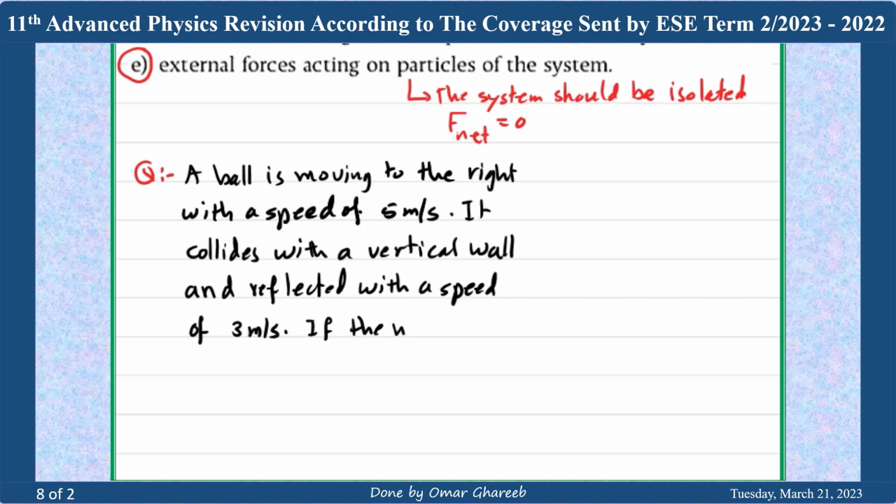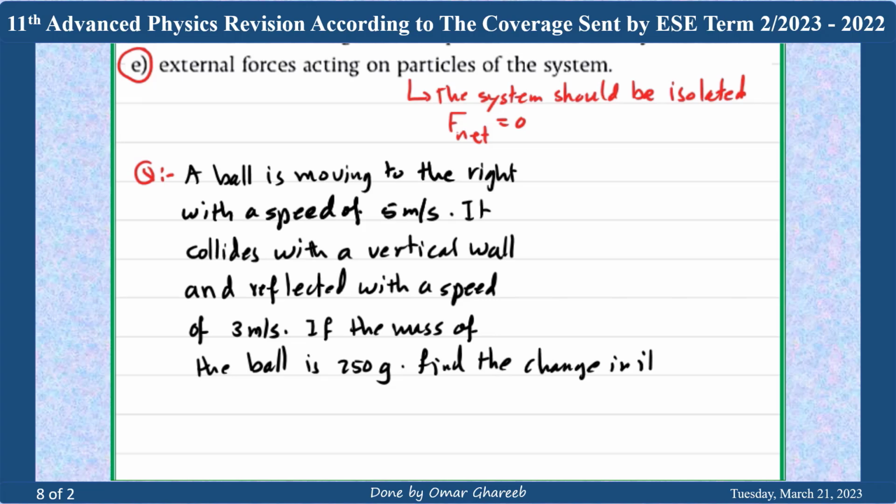If the mass of the object, which is the ball, is 250 grams, find the change in its momentum.